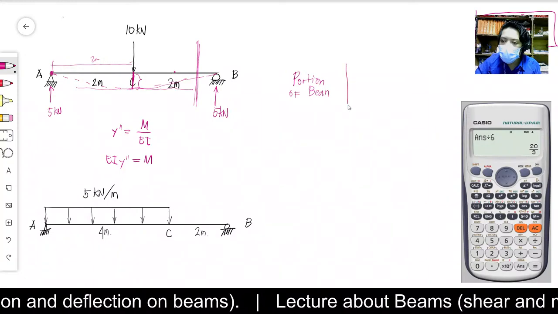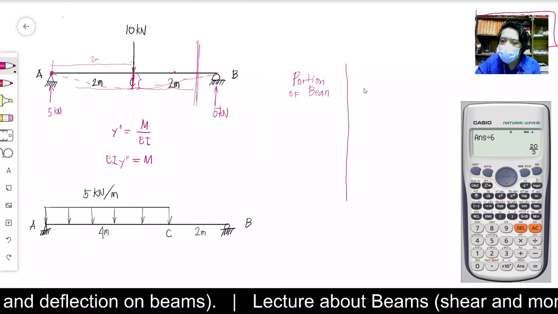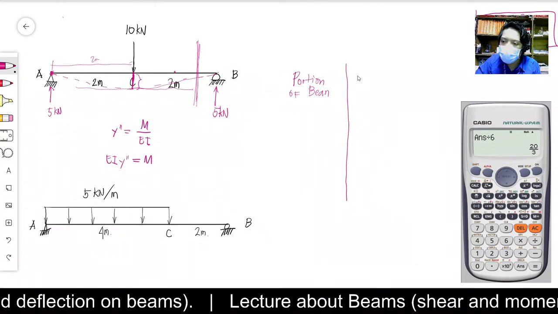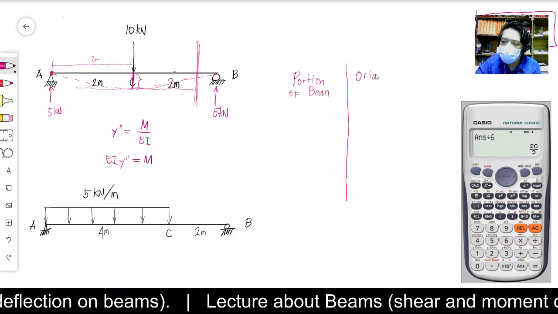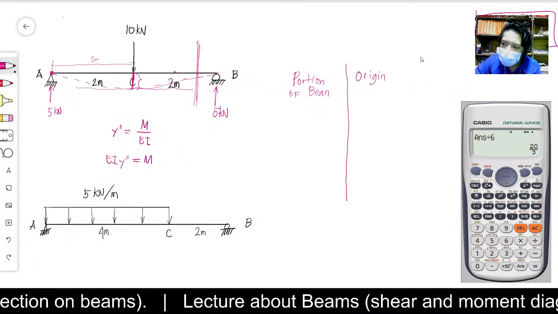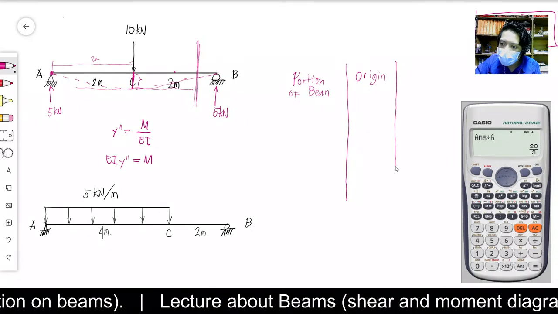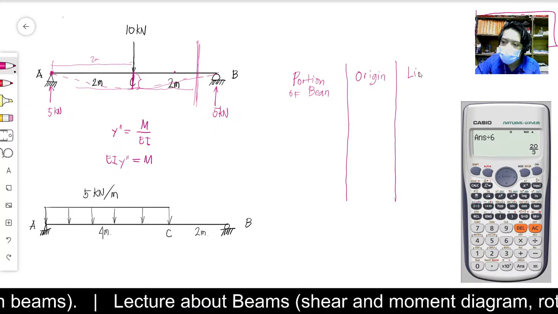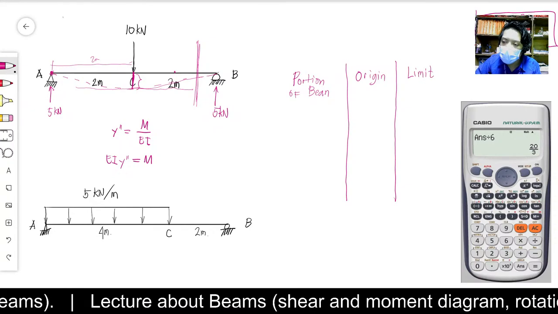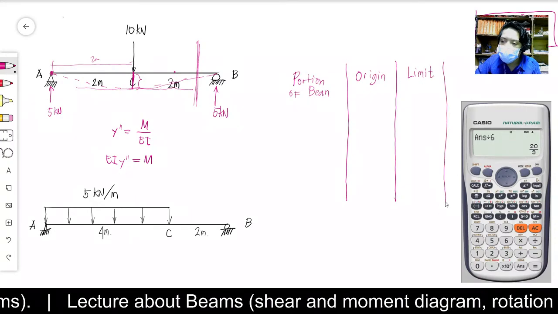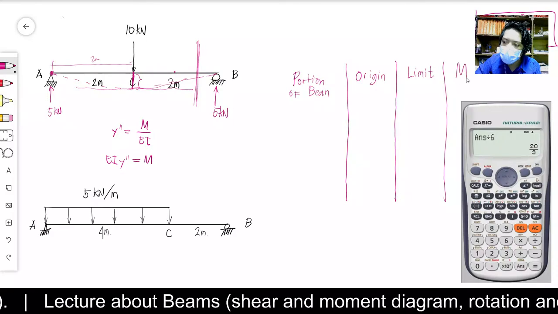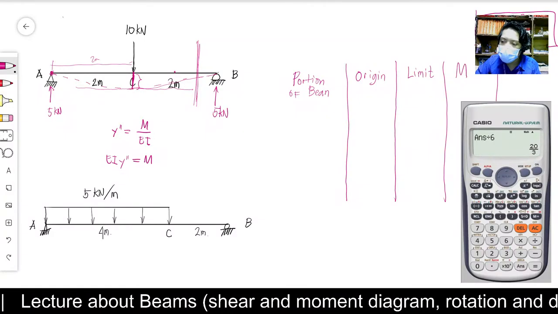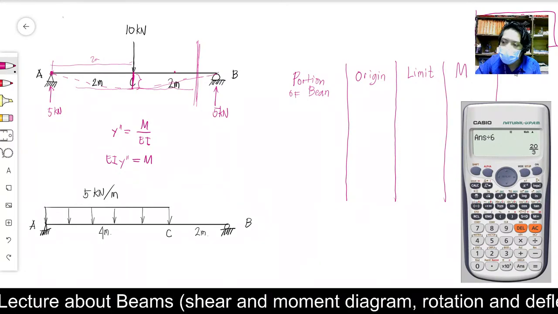We have here also the origin. Origin nga yung magagamiton. Wait lang ha, explain ko yung tago sa usa later. Origin and the limit. The limit. The moment. And the moment due to the virtual load.